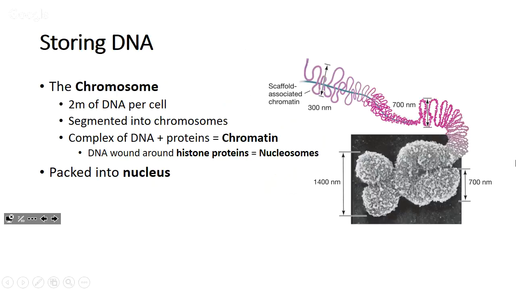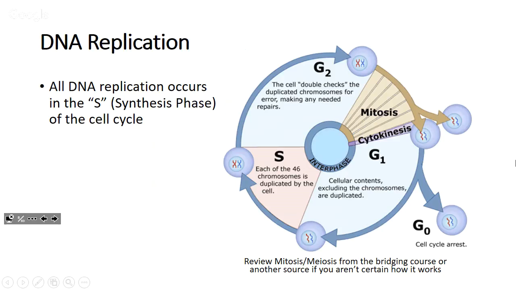Now, it's only X-shaped in the lead up to mitosis or meiosis. Otherwise, it's actually just a single rod. And they're all packed into the nucleus, as it says there. Now, when you need to replicate this DNA in the lead up to mitosis or meiosis, all of that should be happening in the S phase, the synthesis phase.